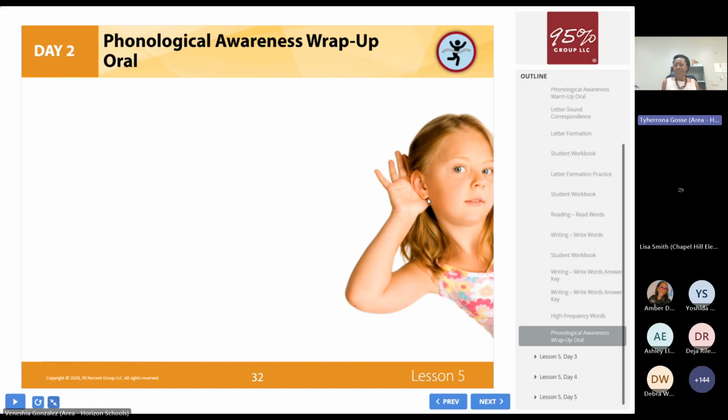Say miss. Miss. Say take. Take. Word. Mistake. Yes. Mistake. Sometimes we make a mistake, right? That's okay. That's why we have an eraser. We can fix it after we write it.